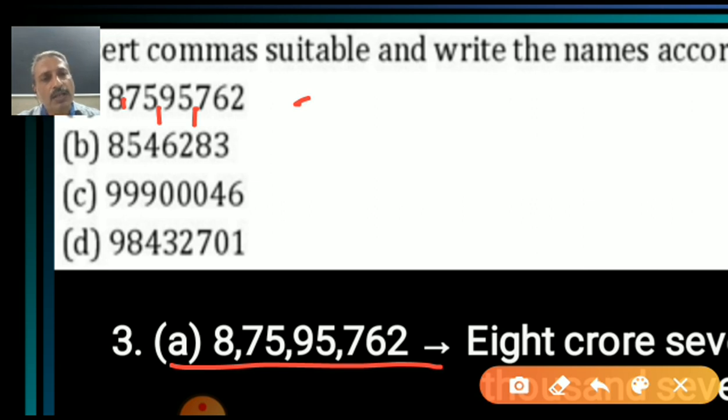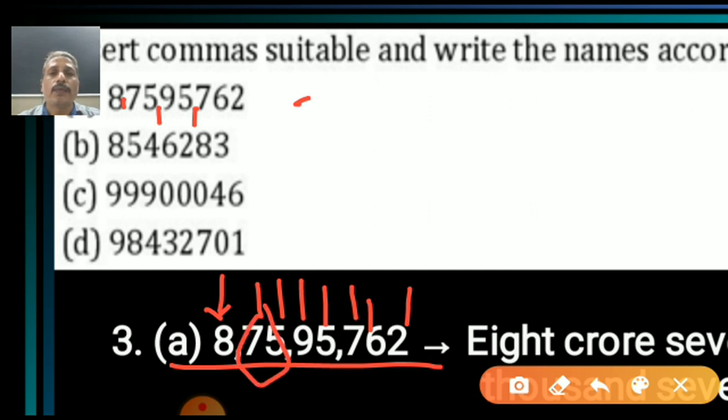How to read out this one student? We can say ones, tens, 100, 1000, 10,000, lakh, 10 lakh and crore. So what is the number in the crore place? Yes, 8. So we can write 8 crore. Now read together this both number. 75 lakh. Read this both number together. 95,000. Read alone this number. 100 is alone, no beta. Be careful. 100 is alone. Other all are double. 2 numbers are there. 100 is alone. 700, and then after we can read this 2 number 62.